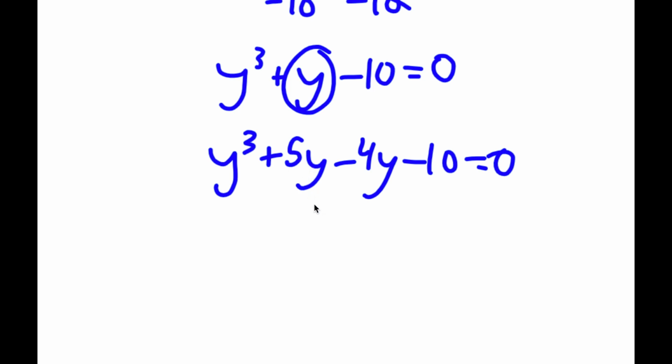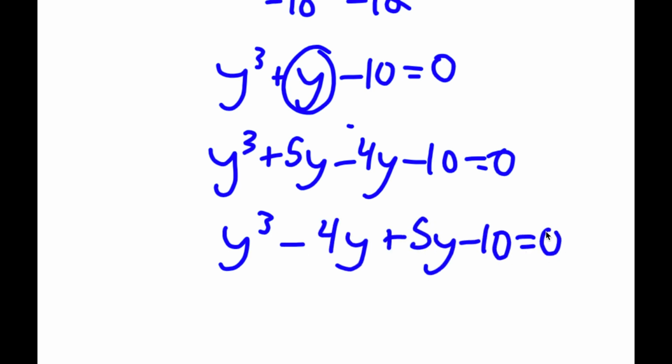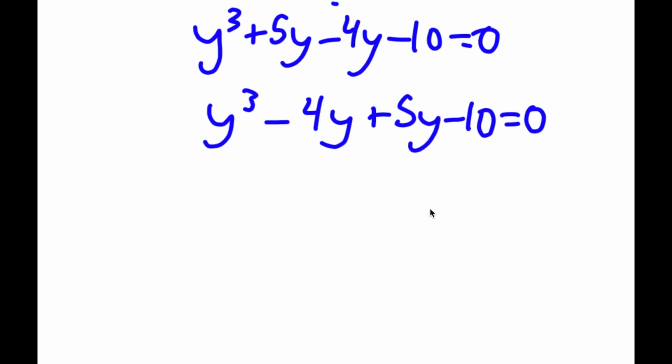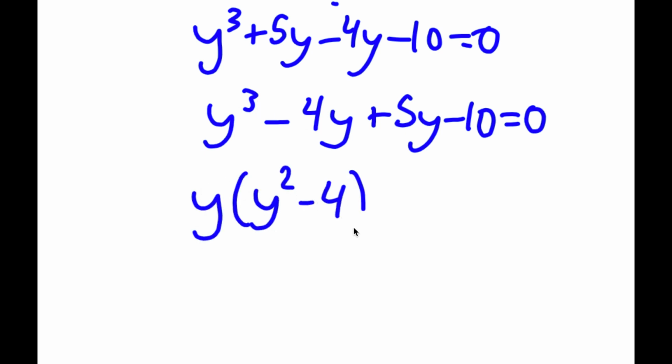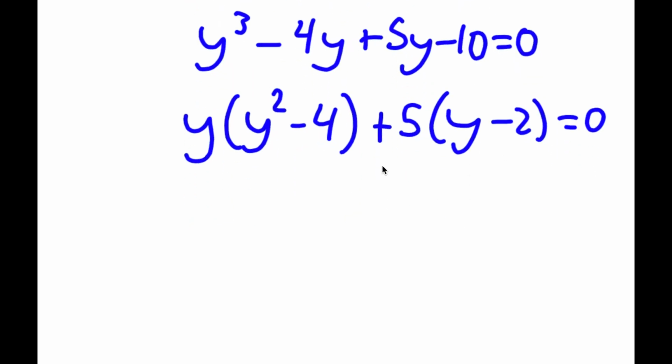And now I'm going to switch the order of these terms. So now I have y to the power of 3 minus 4y plus 5y minus 10 is equal to 0. Now from y to the power of 3 minus 4y, I'm going to factor out y. So I get y times y squared minus 4 plus from 5y minus 10, I'm going to factor out 5. So I'll get 5 times y minus 2 is equal to 0.